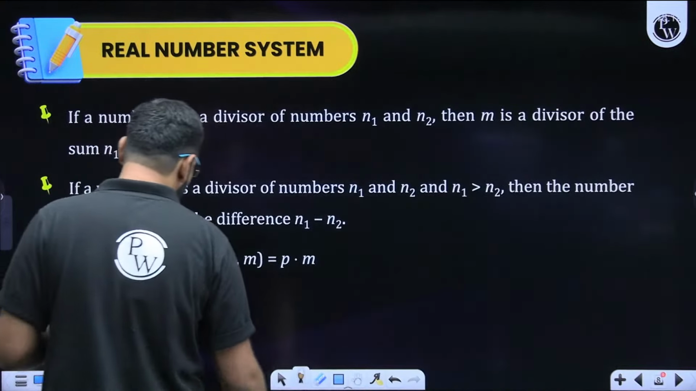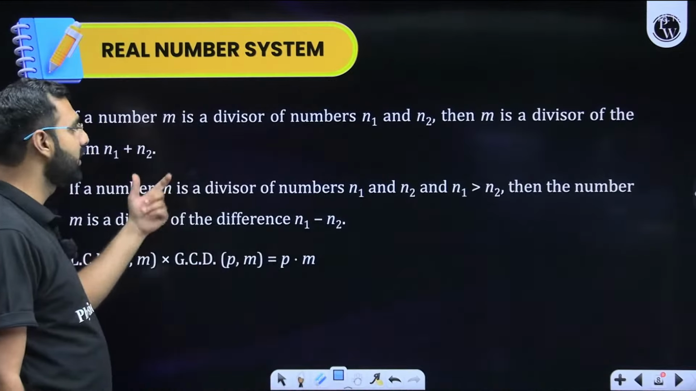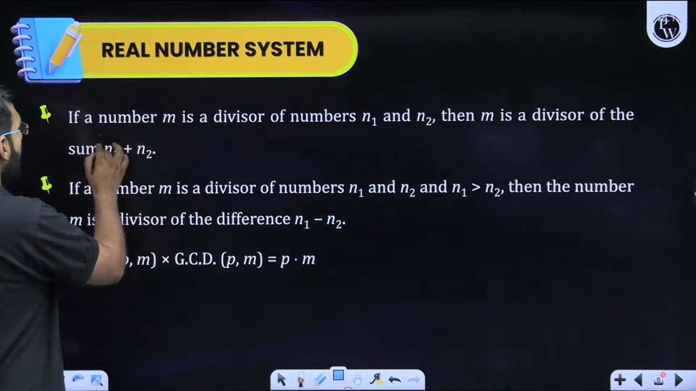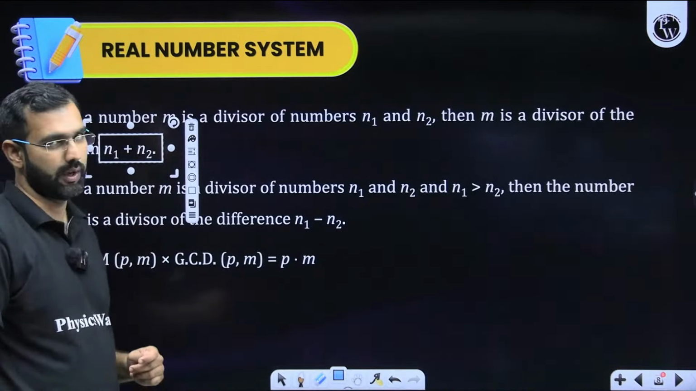Now, whenever there is a number which is a divisor of numbers n1 and n2, then it is a divisor of their sum and difference as well.